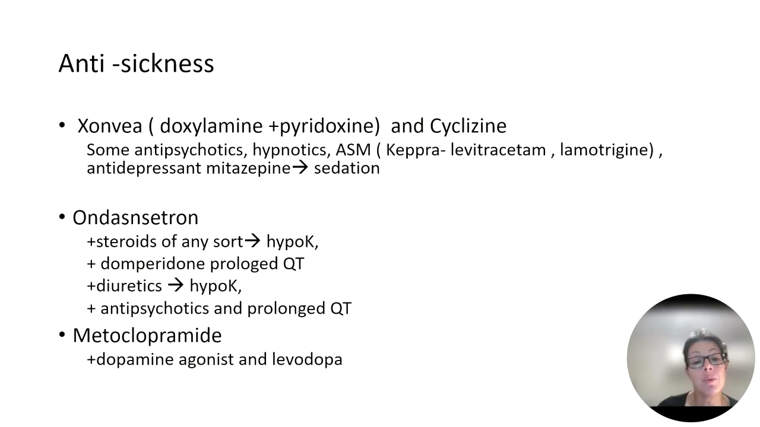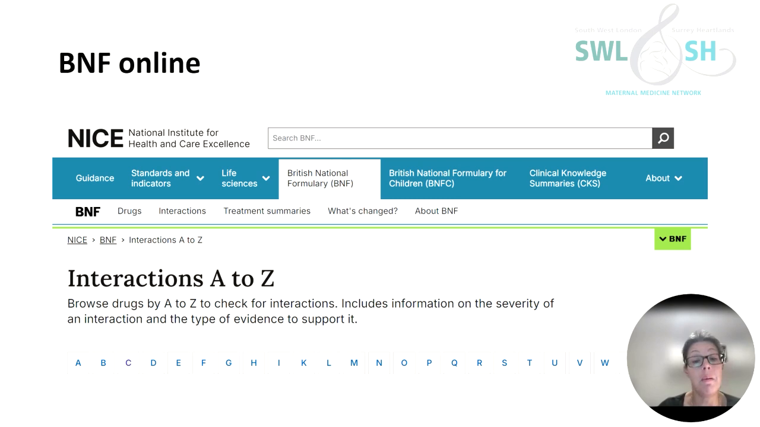And equally with metoclopramide, it's an anti-dopamine medication. So if you give it with a dopamine agonist or levodopa, it is very uncommon in pregnancy. You don't really have patients with Parkinson's, but you may have patients with dystonia who may be on these drugs, and it will affect the effectiveness of their medication.